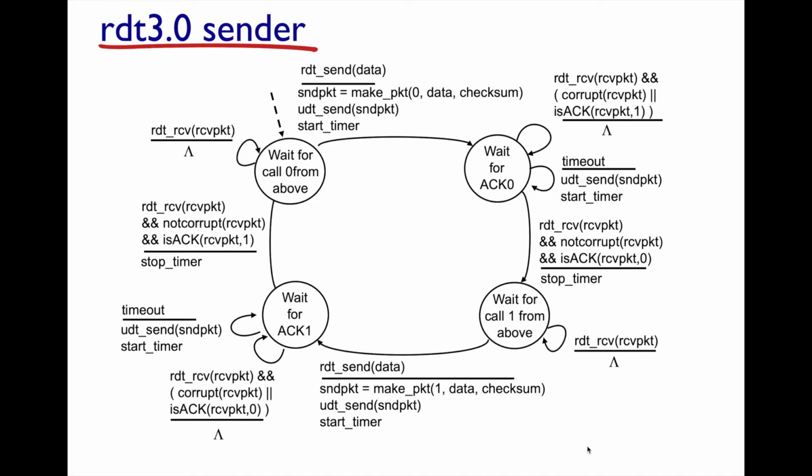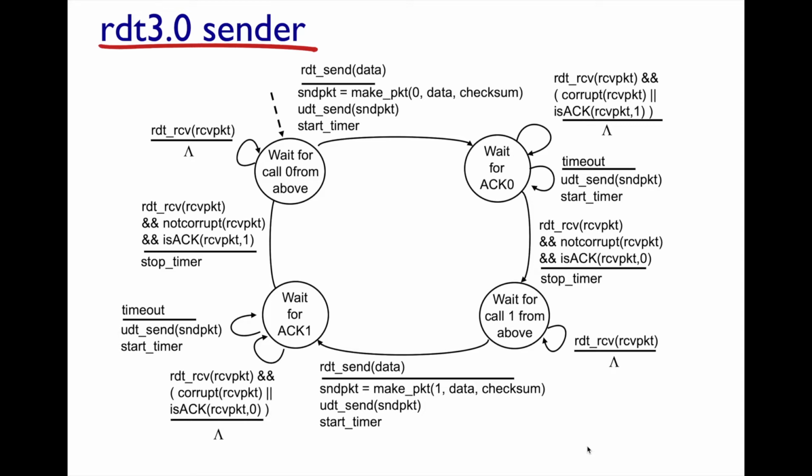So we start out in wait for call 0 from above. So here we have the sender runtime waiting for some application on the sender side to do a socket send. So that event occurs, the RDT send with some data. So what happens? You create a packet, and that packet is going to include a checksum, the message data, and it's also going to include sequence number 0. Then you save a copy of it. That's what that send packet equals means.